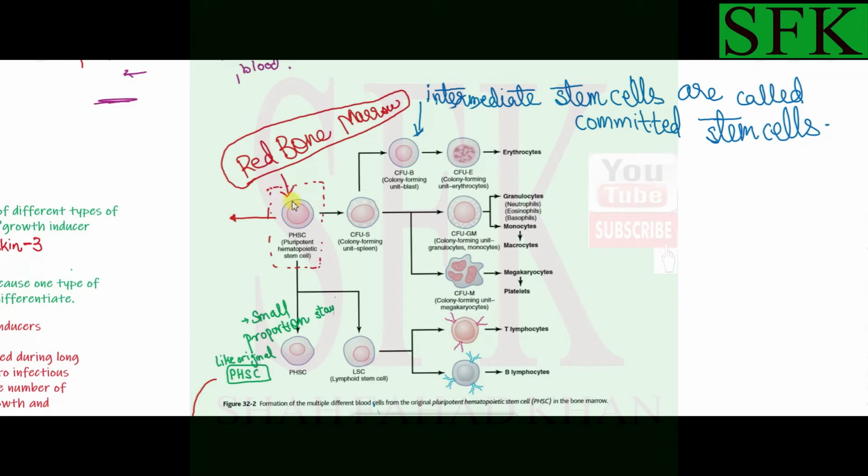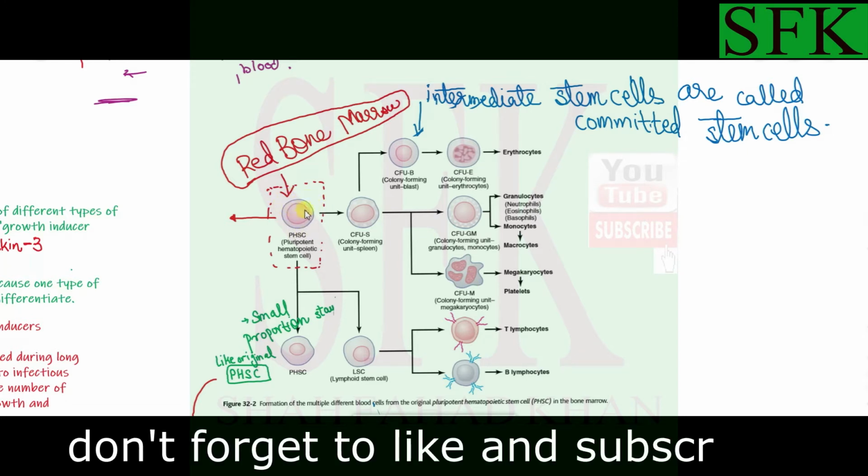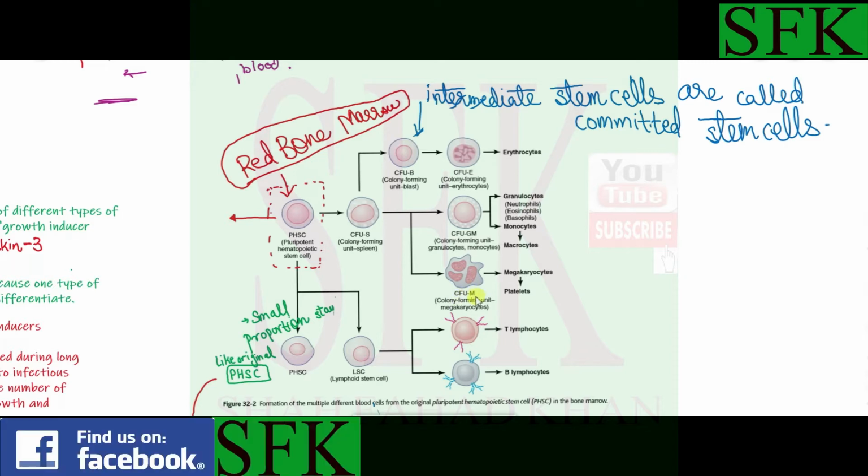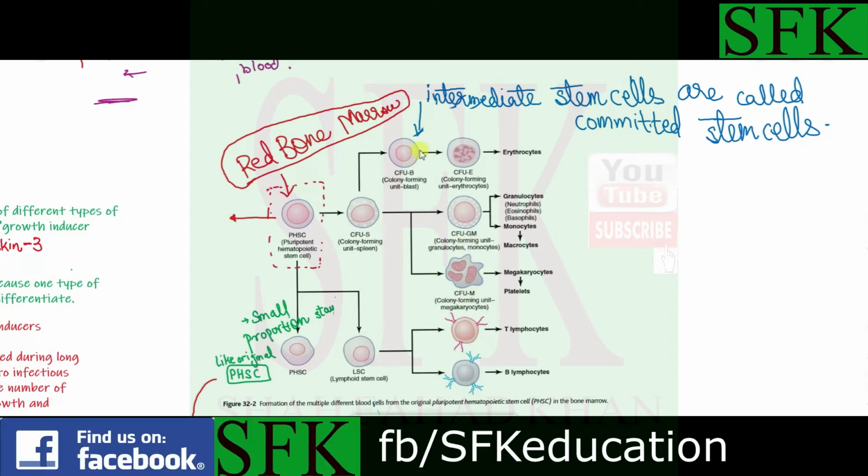So for example, the pluripotential hematopoietic stem cell, if we go horizontally, will give rise to colony forming unit spleen. And now this colony forming unit spleen further differentiates into three different types. It forms the colony forming unit blast, colony forming unit granulocyte monocyte, and colony forming unit megakaryocyte. We are going to talk about them one by one.